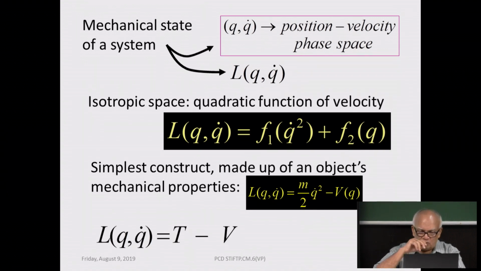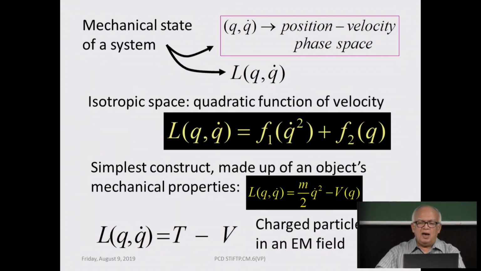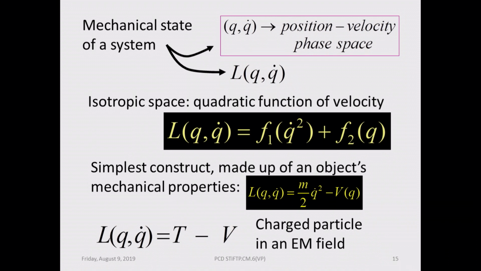So this is the Lagrangian, which is T minus V. And if you define the Lagrangian in terms of T minus V like this, you can apply it to other things in mechanics, including motion, including interactions which are electromagnetic in nature.